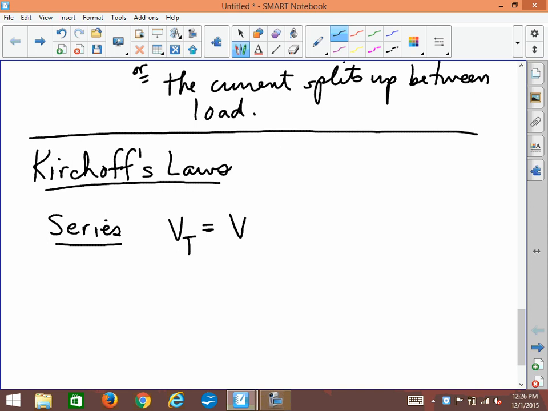So the voltage across load number 1 plus the voltage across load number 2 plus the voltage across load number 3 plus the voltage on load number 4 and load number 5 and load number 6 and load number 7 and load number whatever. We use a little n. So this can go on. All of the voltages at each of those loads must add up to the total voltage of the circuit.